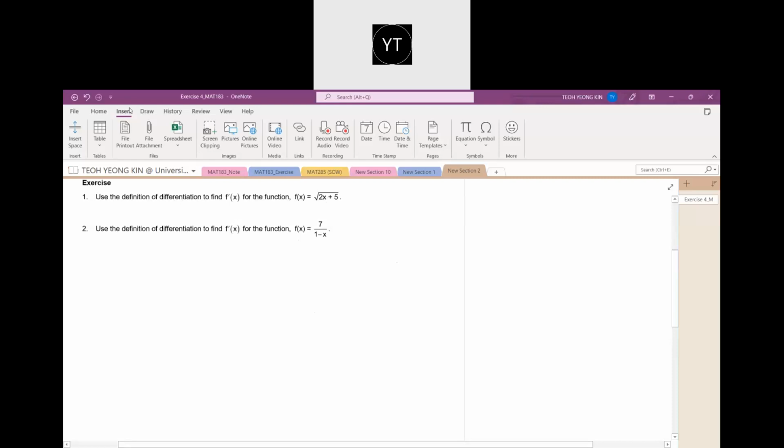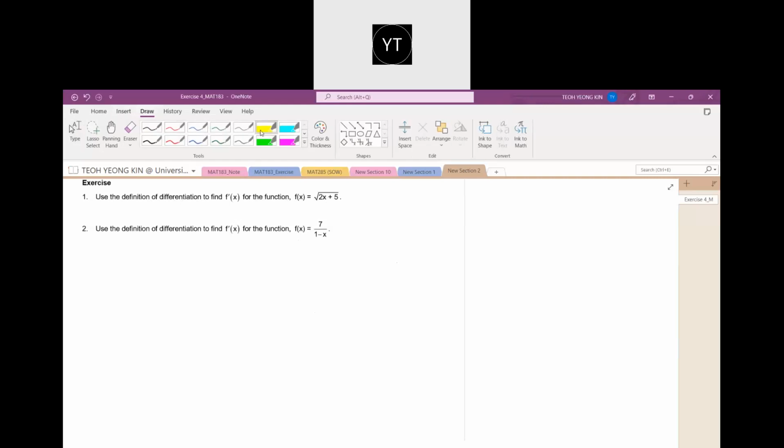First of all, the question mentioned about using the definition of differentiation. So if the question asks us to use the definition of differentiation, then we need to use the formula. We cannot directly differentiate this function. Kita tak boleh terus differentiate. So it has already mentioned by using definition of differentiation.